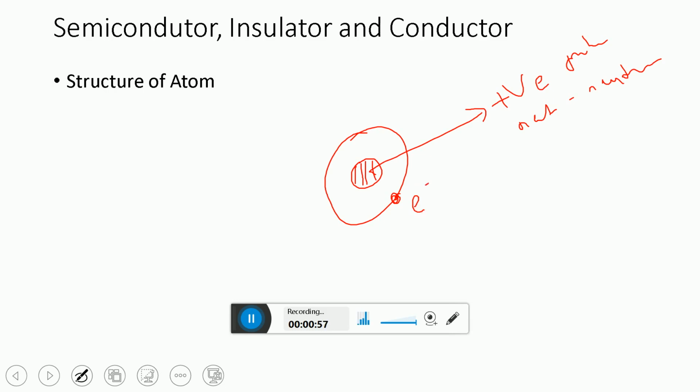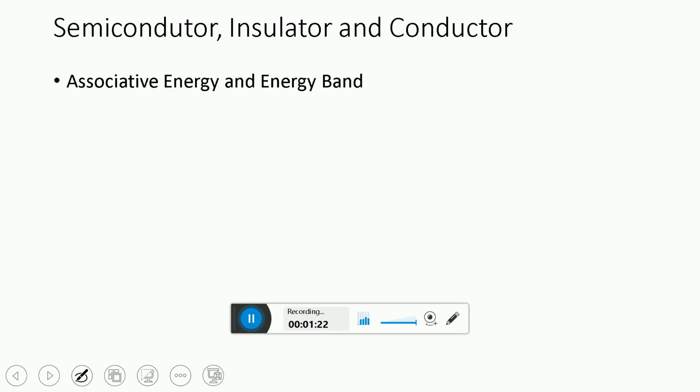So the electron is revolving around the nucleus, and each electron has its own energy. Neutrons and protons are present in the nucleus, which is at the center of the atom. Now, the associative energy of the electron.